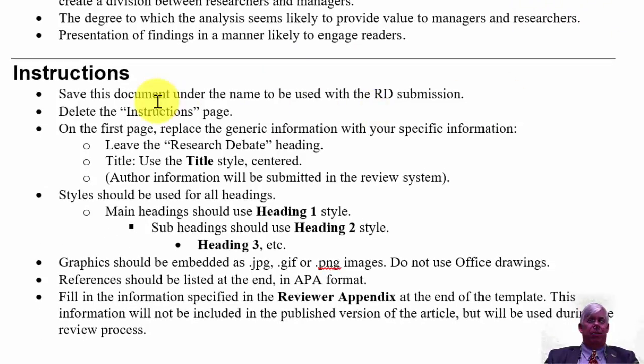You use the template by saving it under another file name so you don't lose the original template. You can get rid of the instructions page when you're done with it. Use the title and heading styles that are already set up in the template, and you need to create a reviewer appendix at the end, which is going to be used by the reviewers to determine the rigor of the research that's being reported here, but it will not be published. So the reviewer appendix is where essentially you establish that you used good research practices in creating your submission.